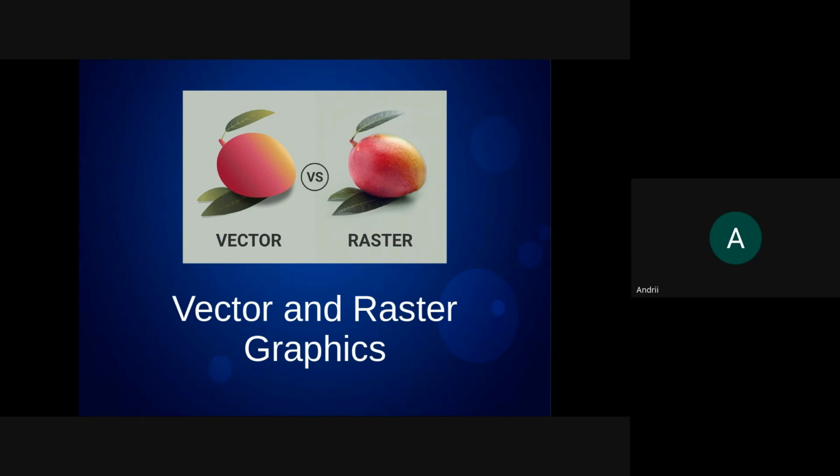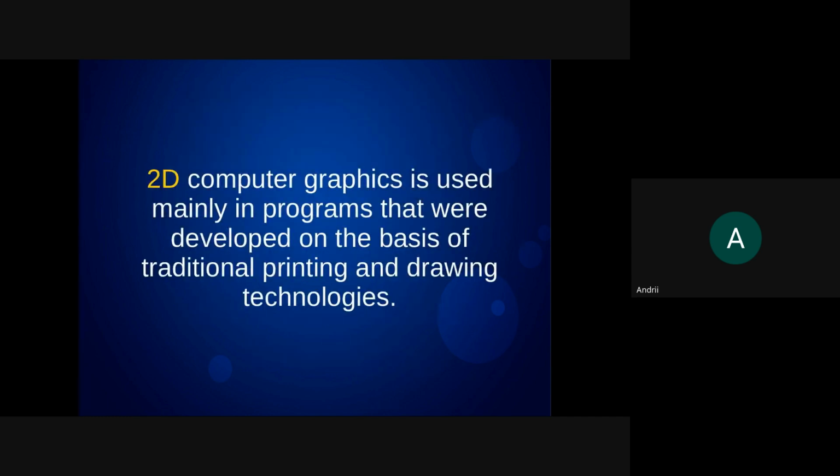Today we are going to discuss computer graphics, basically vector and raster graphics, what's the difference between them, where they are used, and so on. So 2D computer graphics is used mainly in programs that were developed on the basis of traditional printing and drawing technologies.